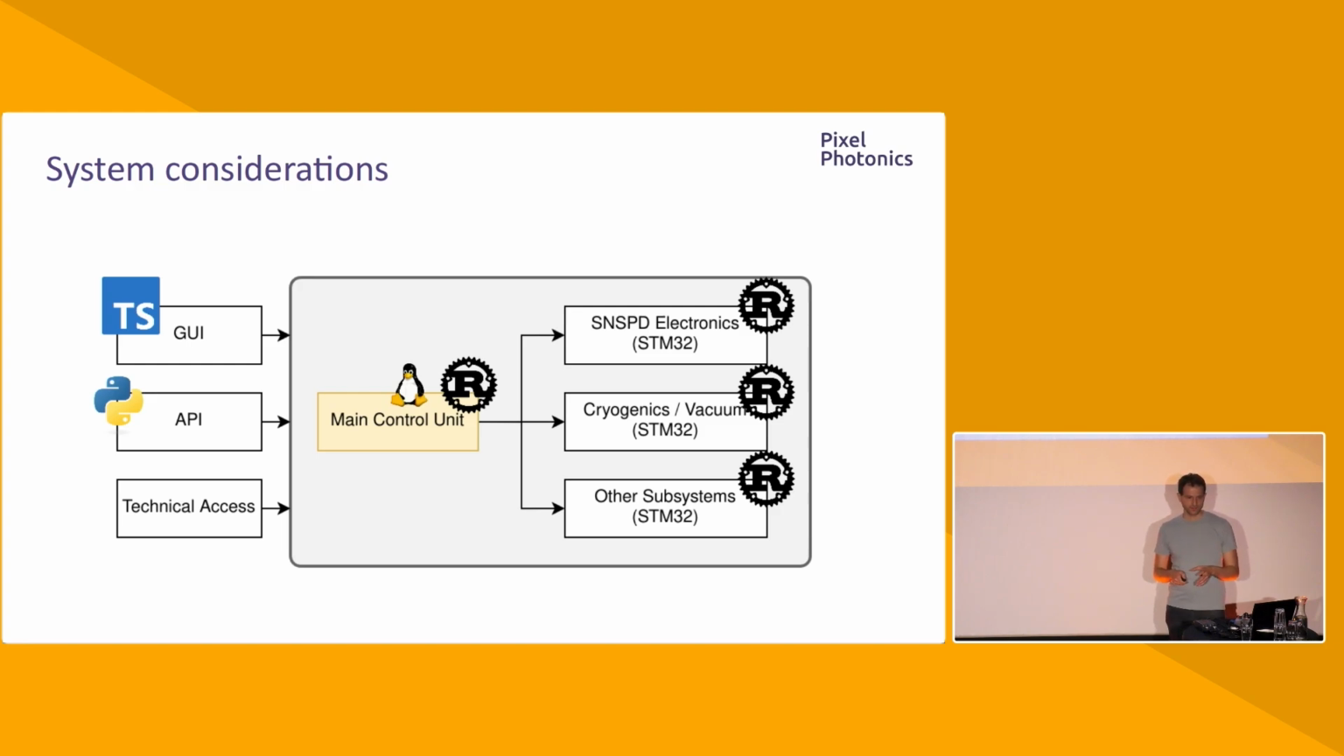And we also utilize Rust to generate a lot of the code that produces the API, so the Python libraries, and a lot of the TypeScript code is actually generated by Rust.